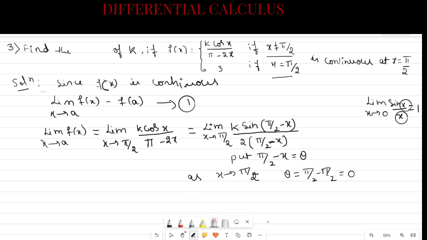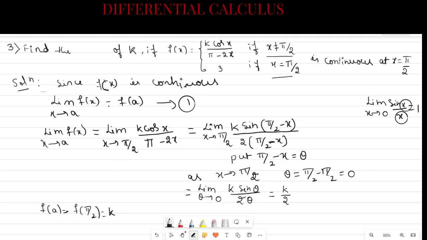Now let me apply the limit. Theta tends to 0. So you will get the limit as theta tends to 0 of k into sine theta divided by 2 times theta. Sine theta by theta, as theta tends to 0, we know the value is 1. So we get k by 2. We got the limit of f of x as k by 2. And another thing, from the given question we get the value of f of a. Very simple. f of a is equal to f of pi by 2, and f of pi by 2 we have got as 3.